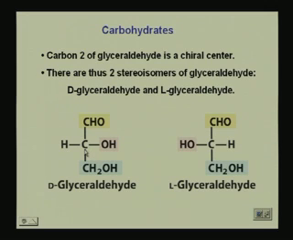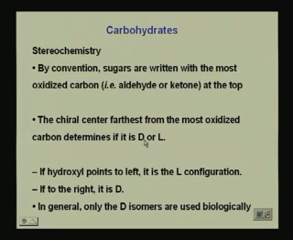So, if we look at glyceraldehyde once more, we have these 4 different groups attached to it. That means there are 2 such stereoisomers of glyceraldehyde possible. One is D-glyceraldehyde and the other is L-glyceraldehyde. In L-glyceraldehyde, the OH is on the left. In D-glyceraldehyde, the OH group is on the right. So, this is the stereochemistry that is followed by convention for all carbohydrates.